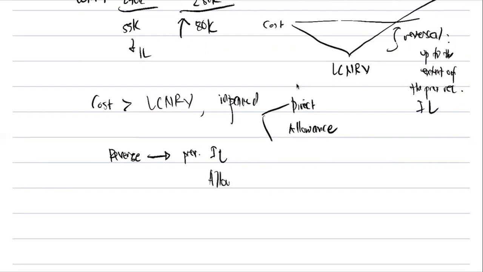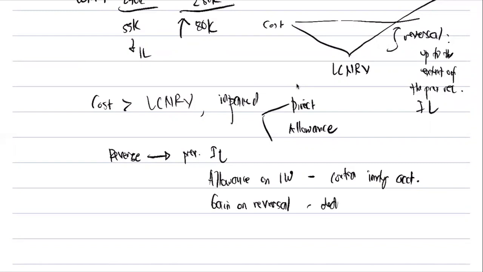So we have here allowance on inventory write-down. We said this is a contra inventory account. Next, you have your gain on reversal of inventory write-down. This is a deduction to COGS. Next, we also have your loss on inventory write-down. This is an addition to COGS.